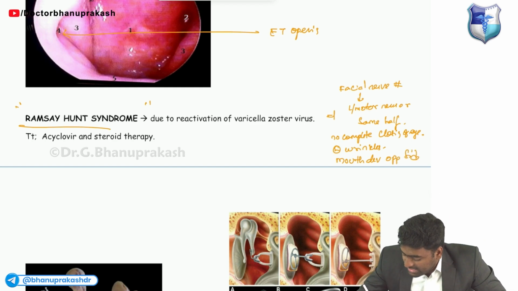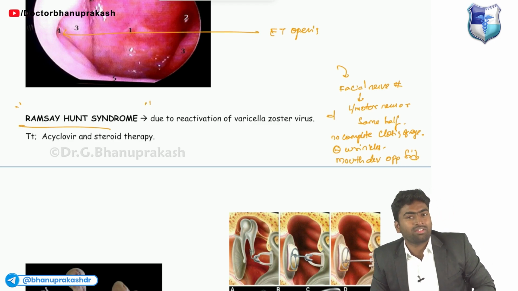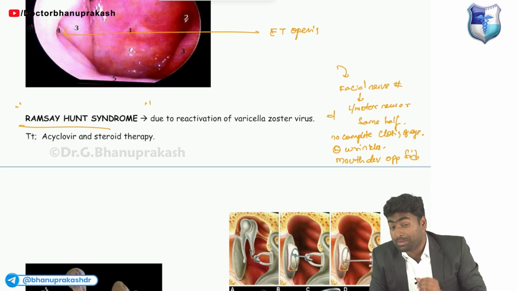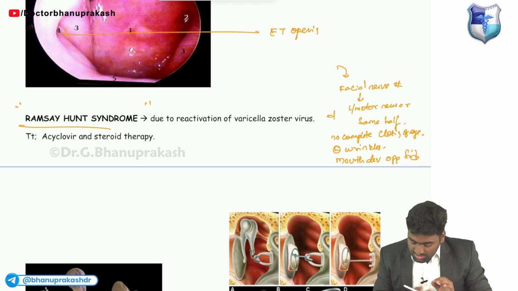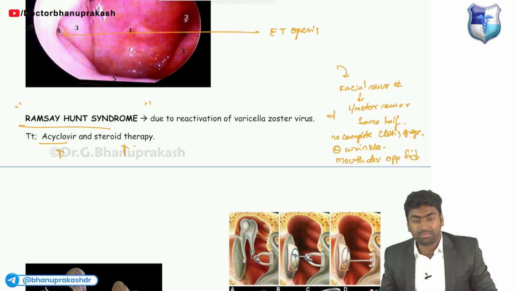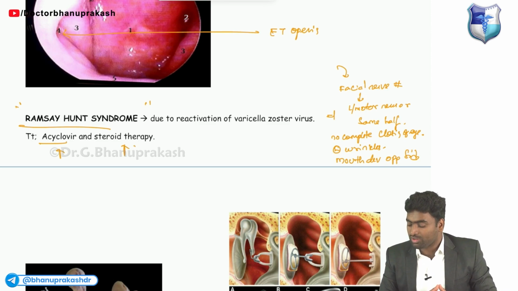And for these cases, we'll give two things. If it is because of trauma, we'll give steroids to decrease the inflammation, or if it is because of infections like herpes zoster, then we'll use acyclovir. Or mostly we don't differentiate them, so we'll give both acyclovir and steroid therapy in combination. This is the lower motor neuron.